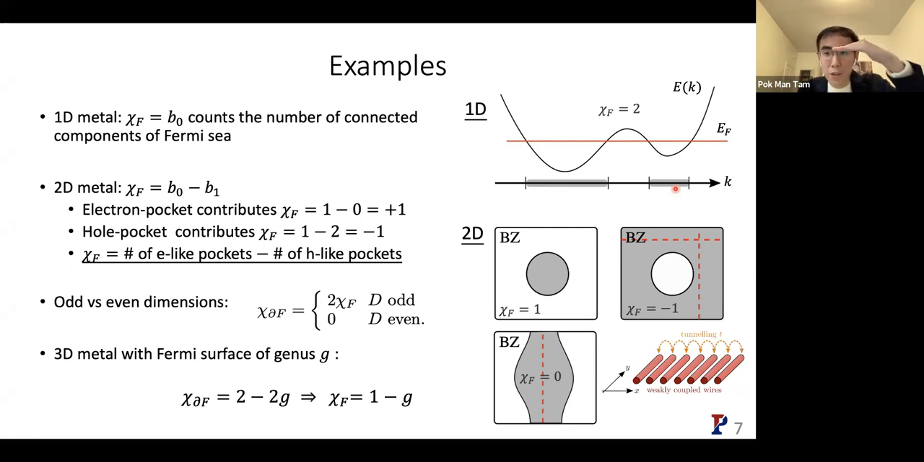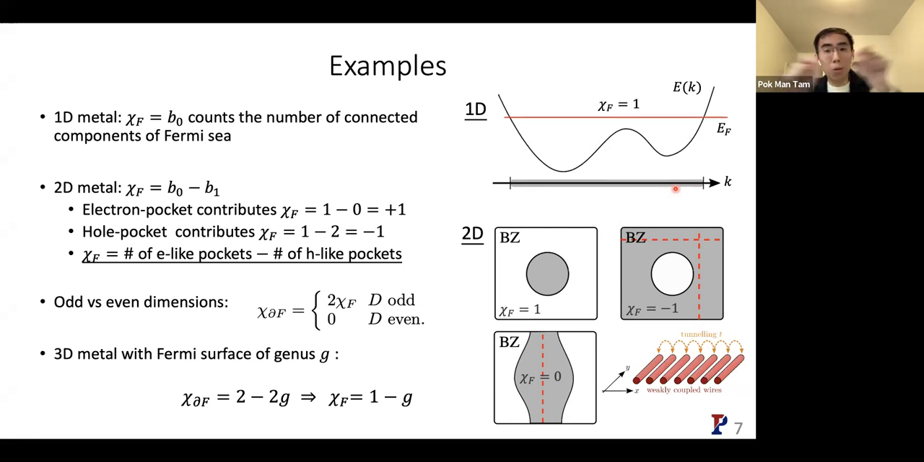If you move your chemical potential just a little bit, then you're not going to change this number until you undergo a Lifshitz transition. Your chemical potential crosses a critical point in this energy dispersion and becomes this, for example. Then B0 will become 1, and you have one component of the Fermi sea. In this case, the Euler characteristic is 1.